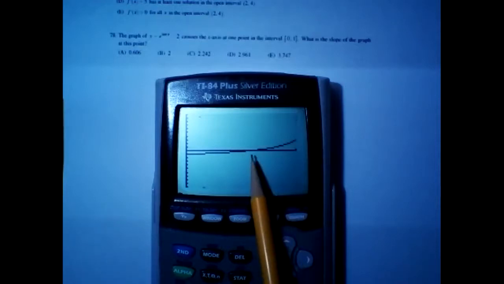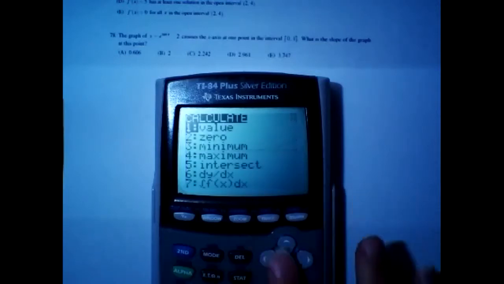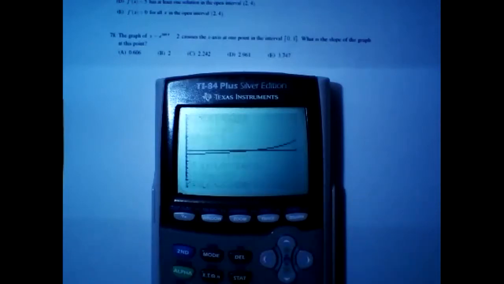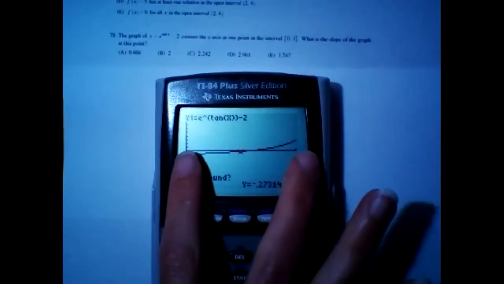And it's right about there. And so we're going to calculate that 0. So we're going to do second trace, calculate. We want to calculate a 0. Now this is the interval 0 to 1.